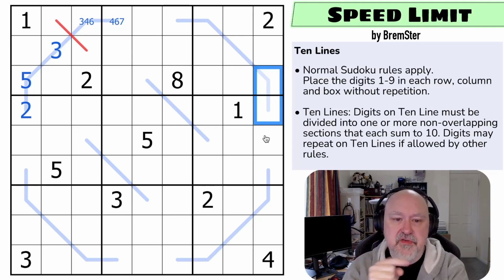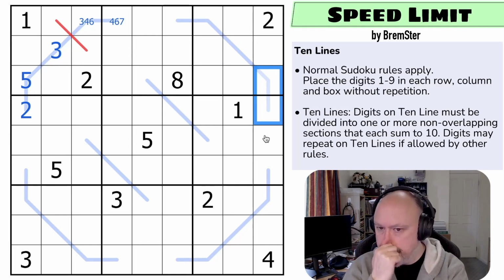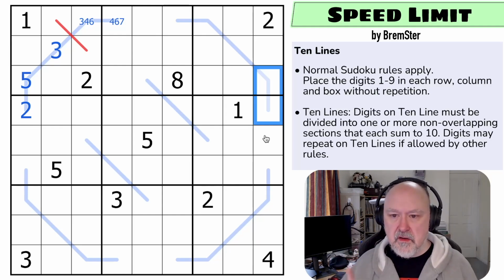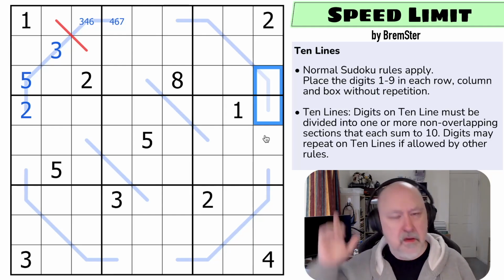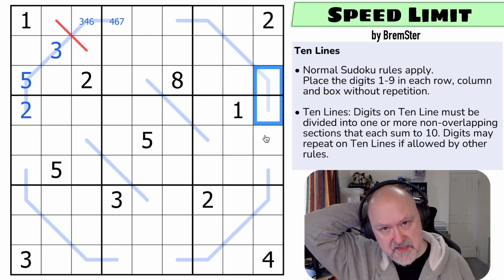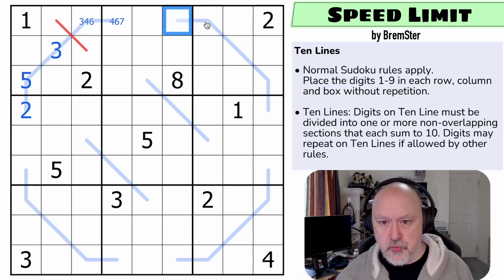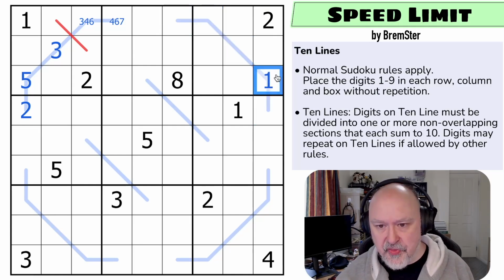And I can't use a 2. So there must be a 1 in the 3-cell 10-sum. Otherwise, if there's no 1 in the 3-cell 10-sum, then the minimum would be 3, 4, 5, which is 12, because I can't use a 2 on this line at all. And I can't put a 1 in any of those cells. So this is a 1 in a 3-cell 10-sum.